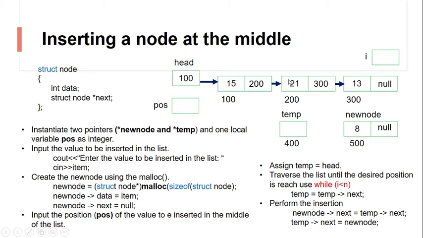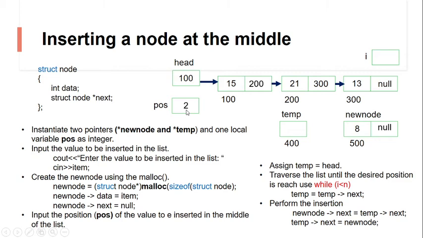The items are 15, 21, and 13. So if you count, there are only 3 nodes in the list. So if we try to put the position that you want to insert, you can only go with 2. Okay, so we cannot put 3 here because 3 is not actually in the middle. So we can only put 2 when asked to enter the position to insert in the list.